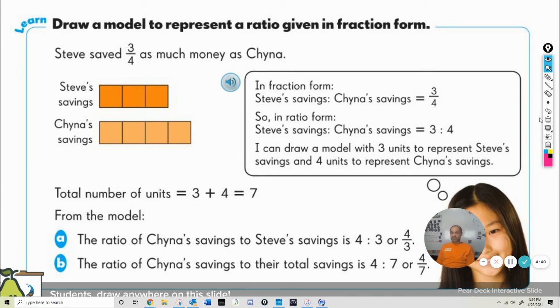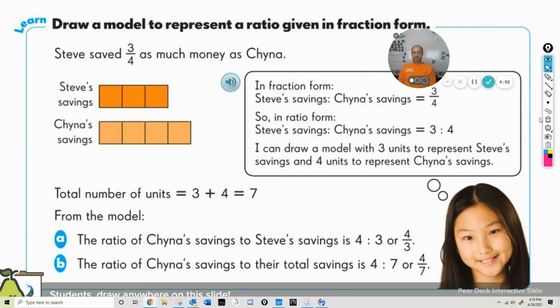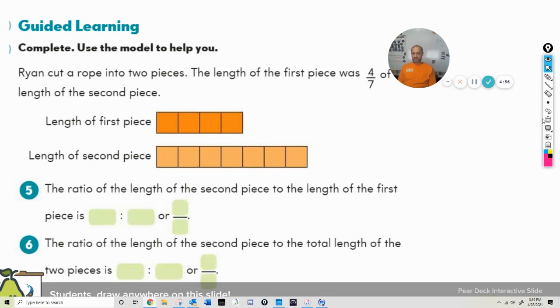So the ratio of China's savings to Steve's is 4 to 3, or 4/3, and the ratio of China's to the total is 4 to 7, or 4/7. Okay? Be very careful about the order these things are written in.